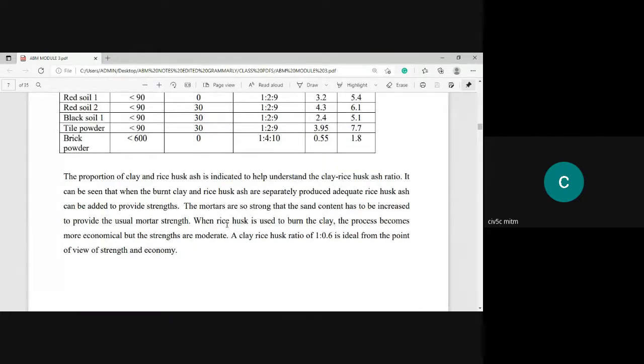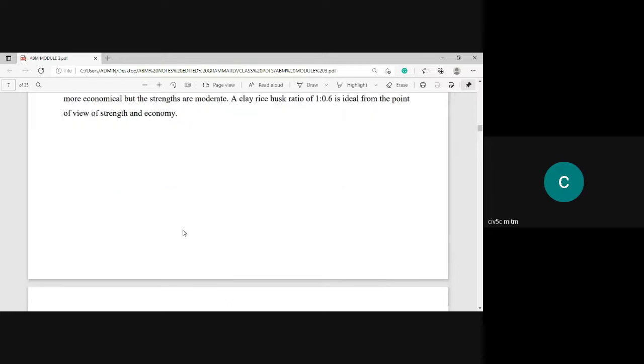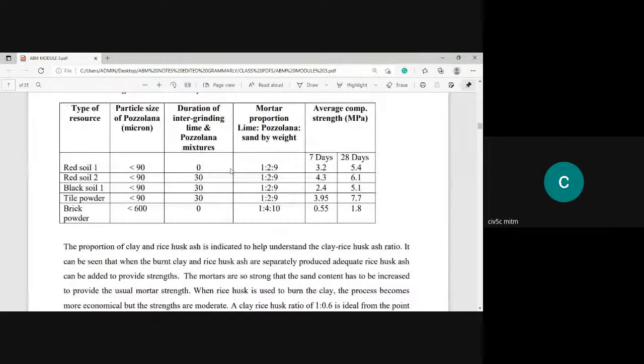Next, when the rice husk ash is used to burn the clay, the process becomes more economical, but the strengths are moderate. A clay to rice husk ash ratio of 1 to 0.6 is ideal from the point of view of strength and economy. A lot of research has been conducted on this, and they have come up with these results. So when you expect a strength that is very low, you can go with lime pozzolana cement based composites.